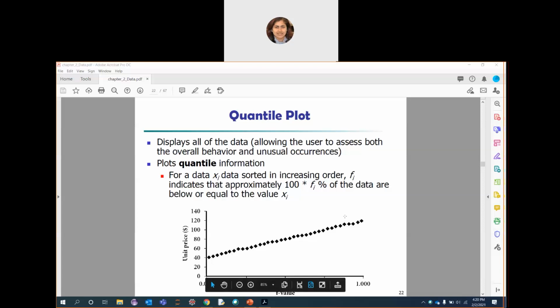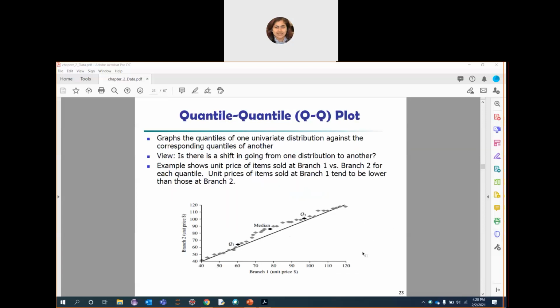So in that case, what will happen? It will indicate that approximately fi times 100% of data are below the value of xi. So this is a little bit complex type of plot. You can see more details in the book.